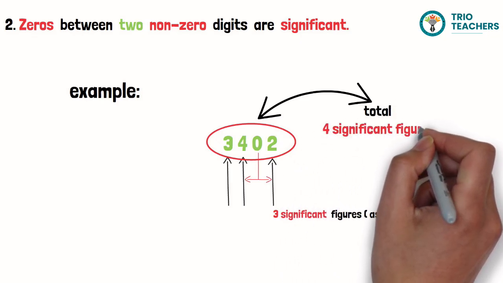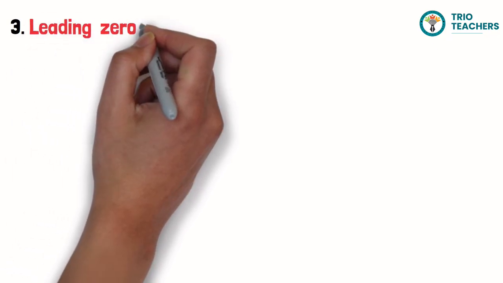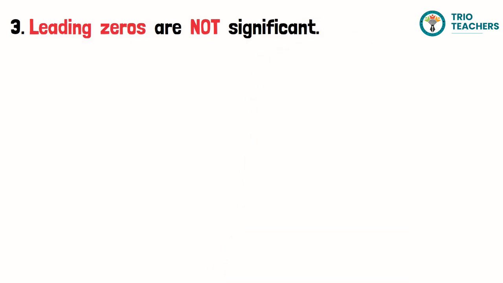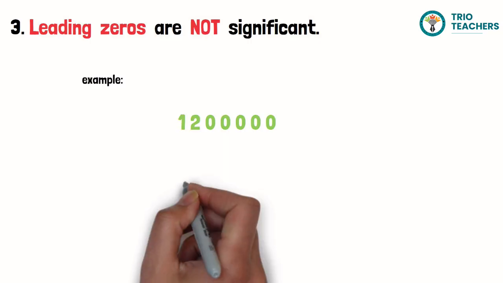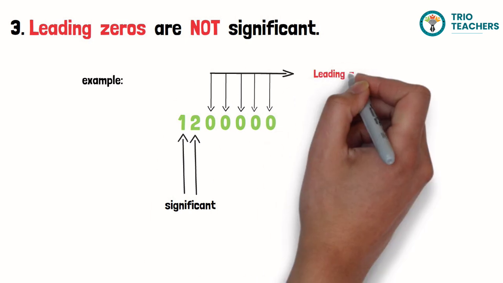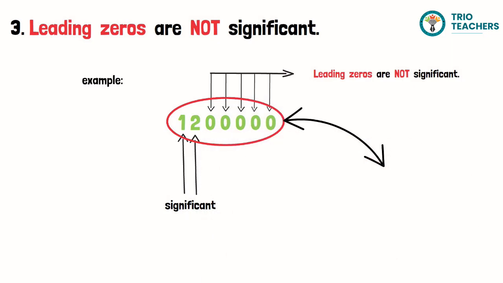So let's move to the third rule, and the third rule is leading zeros are not significant. I'm repeating again, leading zeros are not significant. That means 1, 2, 0, 0, 0, 0, 0, right? So 1 is non-zero, that's why it will be counted as a significant figure. 2 again is a significant figure, but the leading zeros, that means 0, 0, 0, 0, 0, are not. These five zeros are not significant figures and will not be counted. That means in this case only two significant figures are there, right?